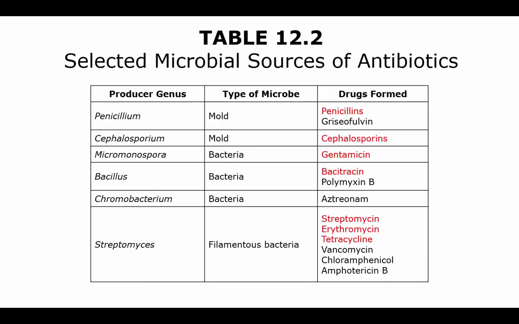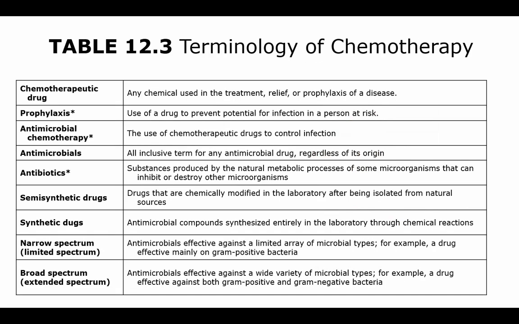Now, this table shows the selected microbial sources of antibiotics. You see mold is penicillin and cephalosporium, and then you've got bacteria that will produce gentamicin and bacitracin, and you've got some filamentous bacteria that produce the streptomycin and erythromycin and the tetracycline and vancomycin. You may be familiar with some of these.